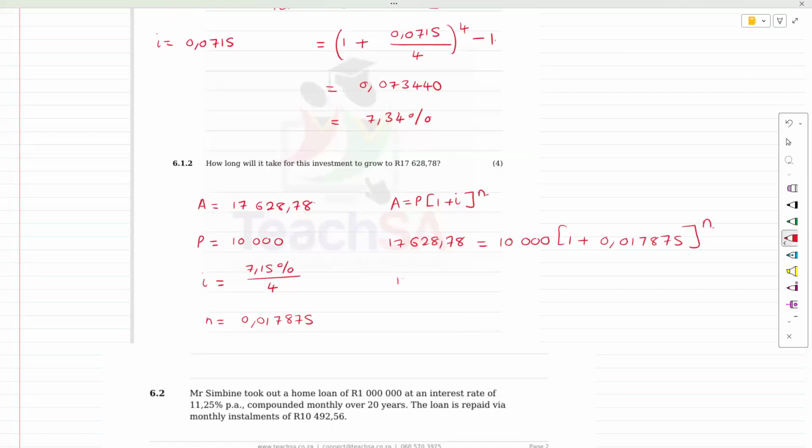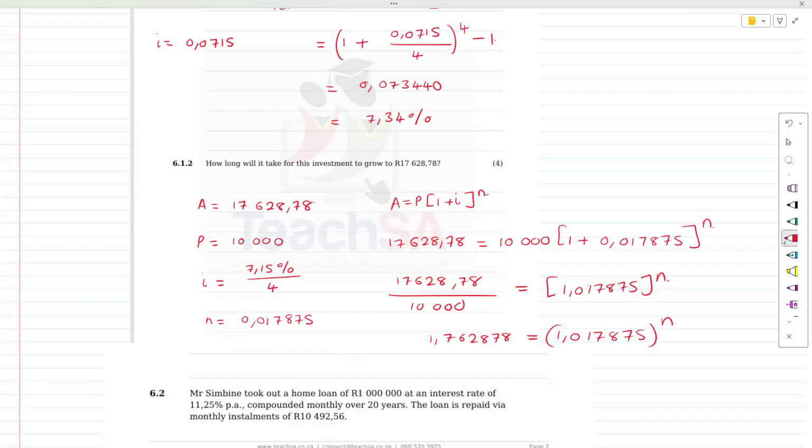But if we solve this, 17,628 point there over 10,000. Guys, I'm skipping basic algebra parts. You guys can sort that out separately. This will be 17,628.78 divided by 10,000. That's 1.762878, equals to that value. And now we use logs.